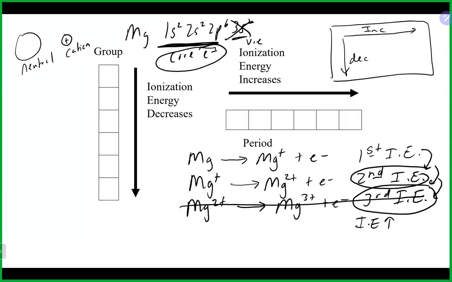So in general, the first ionization energy increases as you go up to the right, decreases as you go down. And for every electron you try to rip off, it gets harder and harder to do that because, again, they're getting closer and closer to that positive nucleus and are going to be held a lot tighter.